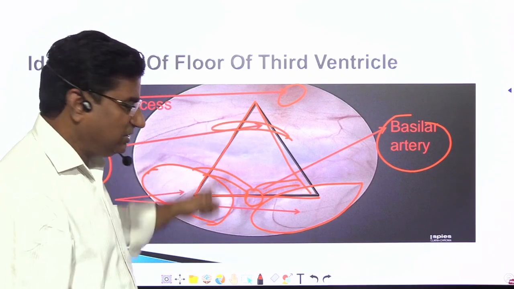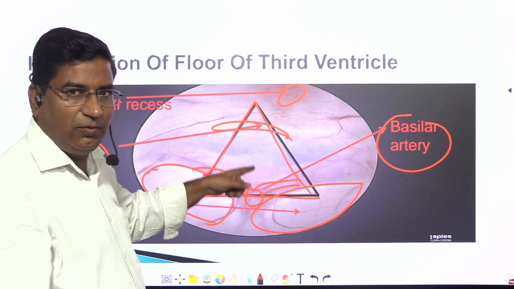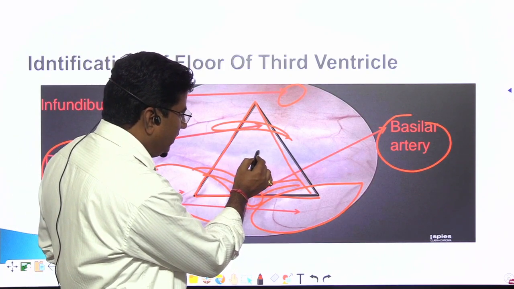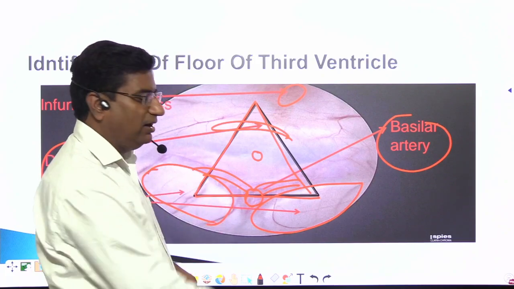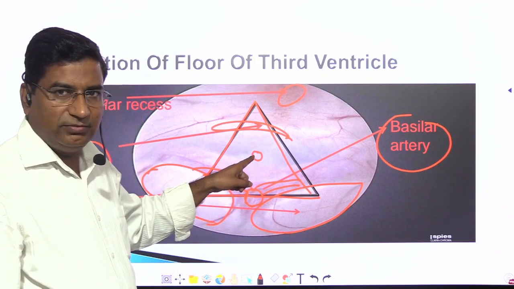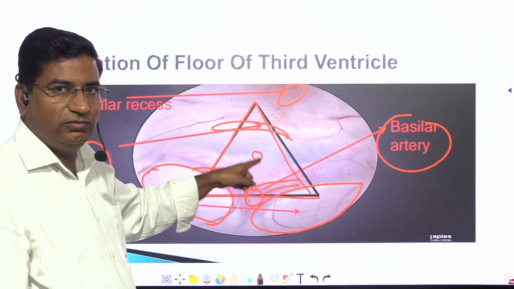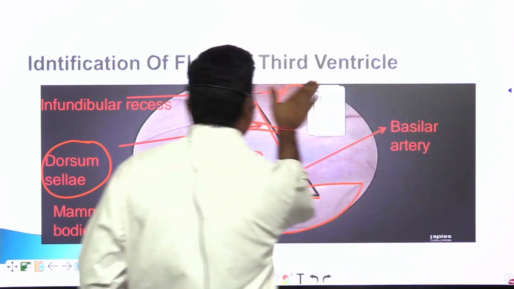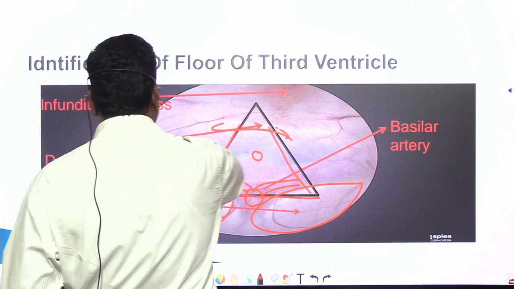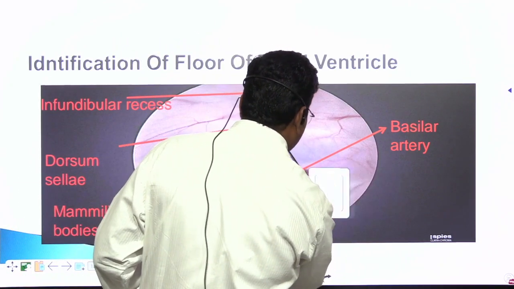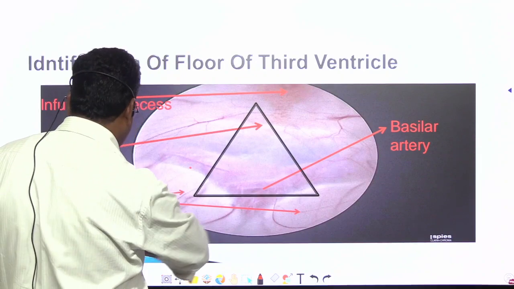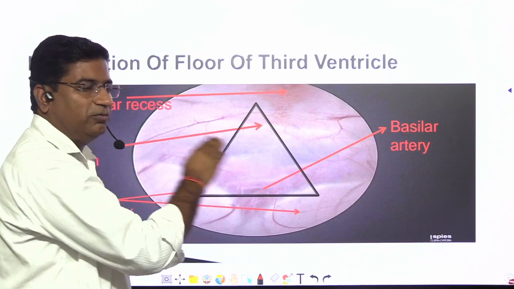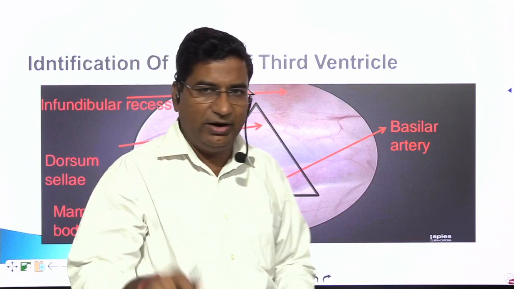So you appreciate this before going to fenestrate, because the center of this triangle is your entry point. Midline center of this triangle is your entry point or fenestration point. So before going to fenestrate or going to the endoscopic procedure, you are well aware about the structure in floor of third ventricle and lateral ventricle.